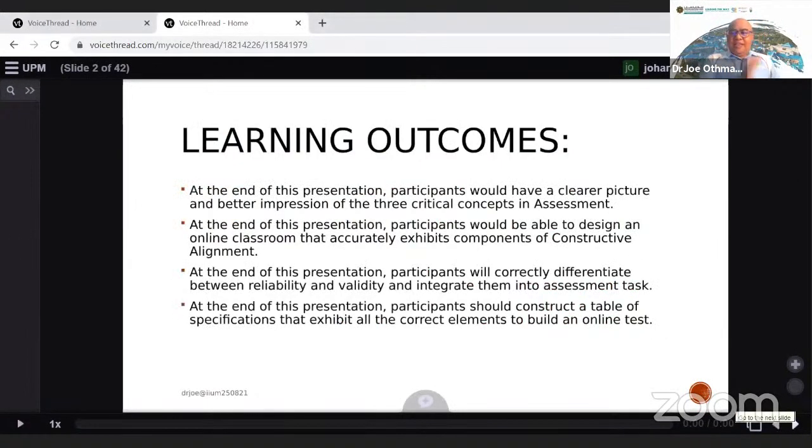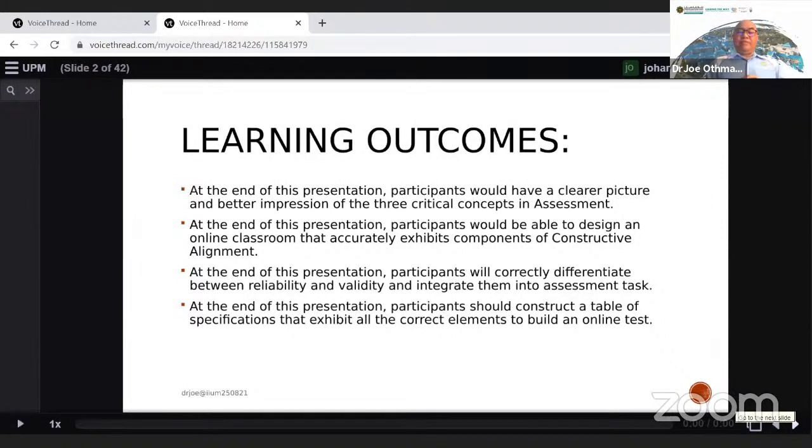Okay. I think the learning outcome has been shown before. I'm just reiterating the learning outcome. At the end of this presentation, I hope that most of you, if not all, will have a clearer picture, a better impression, or a view of these three critical concepts in assessment. Also, I would like the participants to be able to design an online classroom experience or lesson that accurately exhibits components of constructive alignment.